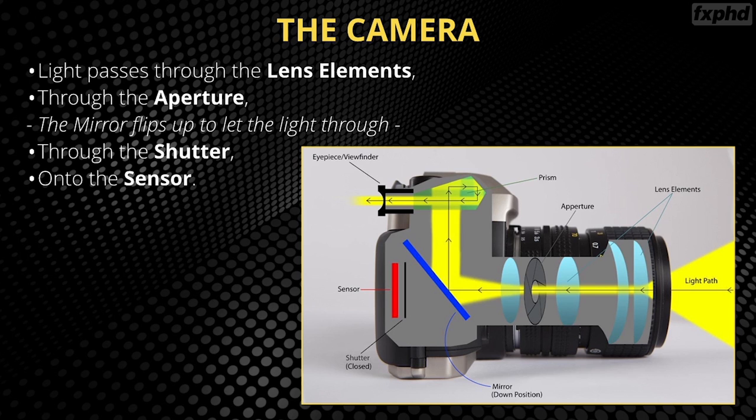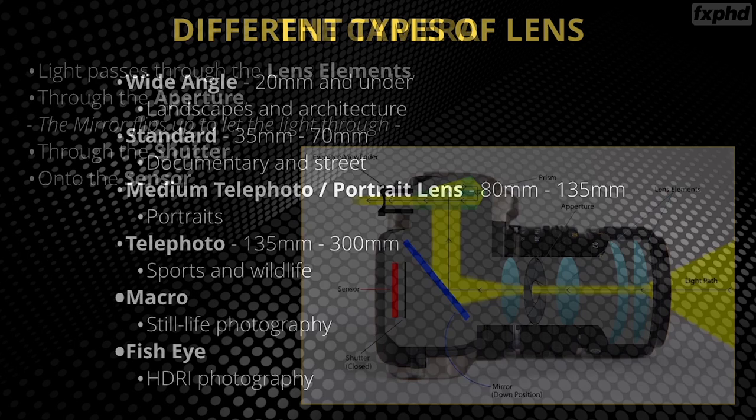As you click the button to take the picture, that blue line, that mirror, flips up, and the light then passes through the lens elements, through the aperture, onto the shutter, which is then open at that point, and then through the shutter onto the sensor or film back, depending on whether it is obviously a digital camera or a traditional film camera. So that is the fundamentals of how a camera works.